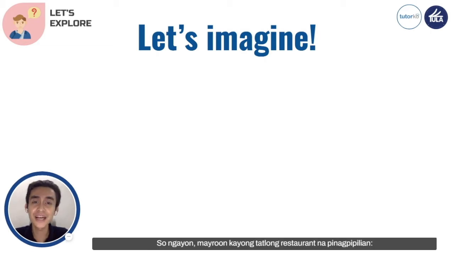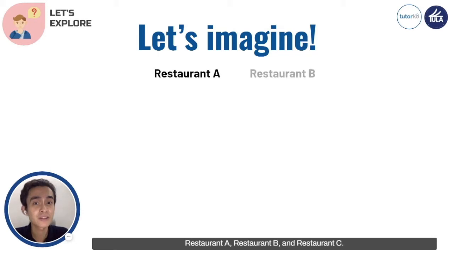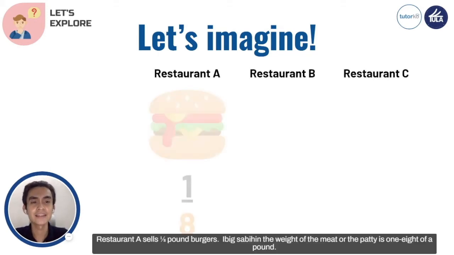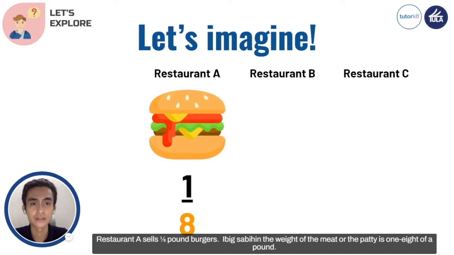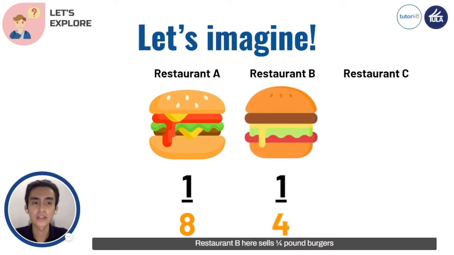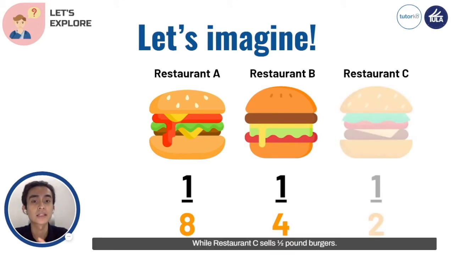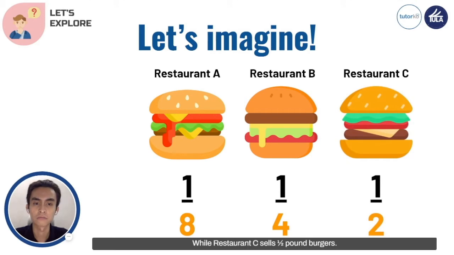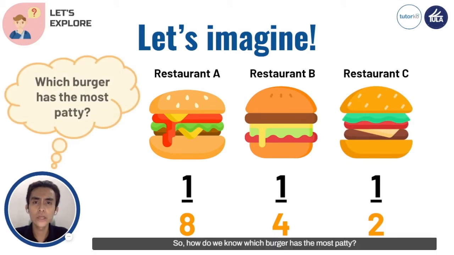So ngayon, meron kayong tatlong restaurant na pinagpipilian. Restaurant A, Restaurant B, and Restaurant C. Restaurant A sells 1/8 pound burgers. Ibig sabihin, the weight of the meat or the patty is 1/8 of a pound. Restaurant B here sells 1/4 pound burgers, while Restaurant C sells 1/2 pound burgers. So, how do we know which burger has the most patty?